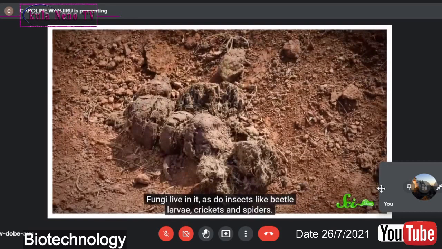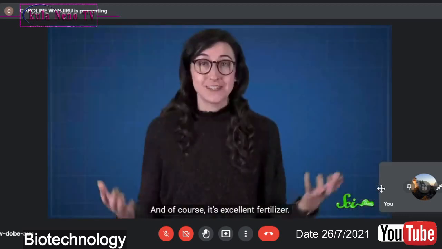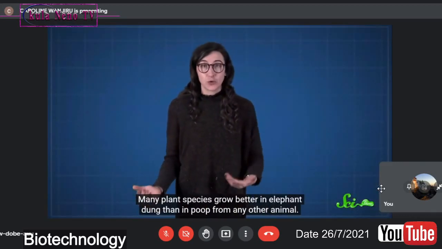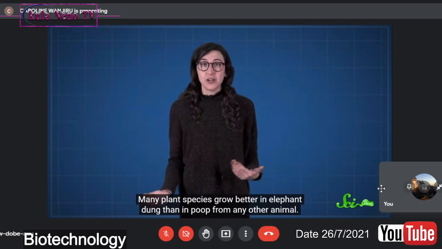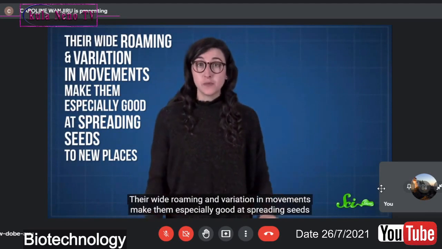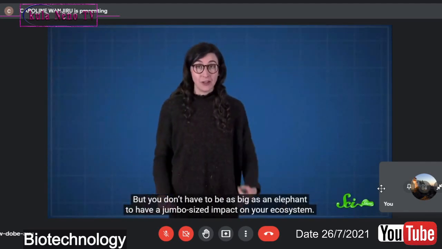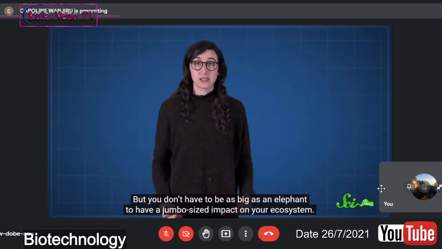In 2009, 3 species of frogs were found happily living in Asian elephant dung. And of course, it's excellent fertilizer. Many plant species grow better in elephant dung than in that of any other animal. Their wide roaming and variation in movement make them especially good at spreading seeds to new places. But you don't have to be as big as an elephant to have a jumbo-sized impact on your ecosystem.